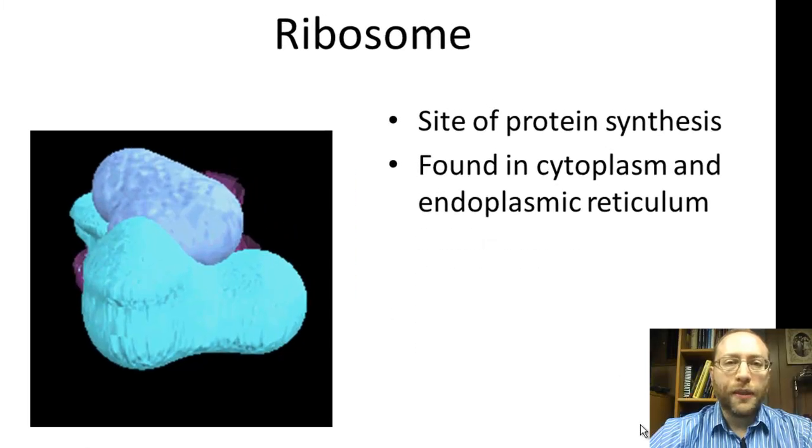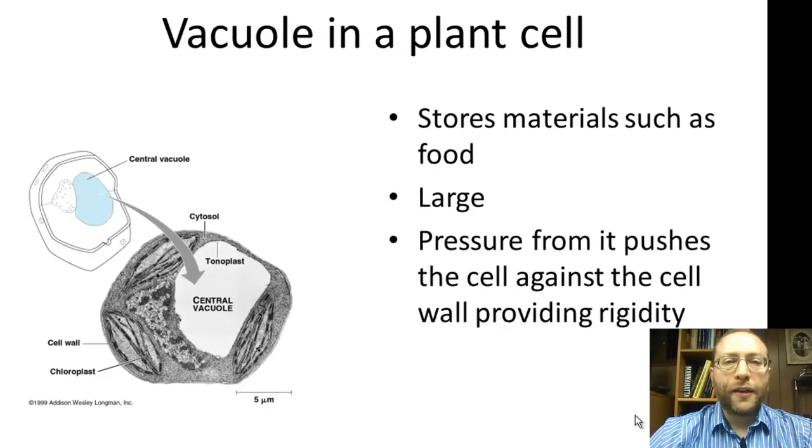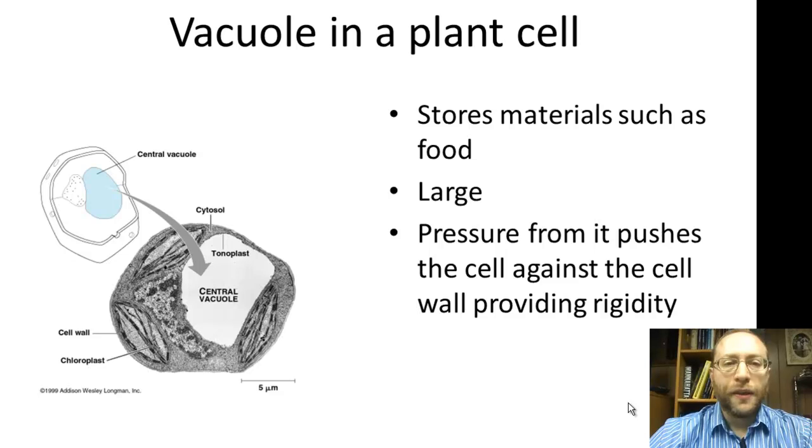Now the ribosome is a tiny organelle, and it's the site of protein synthesis. It's found both in the cytoplasm and on the endoplasmic reticulum. And we'll learn a lot about the ribosome in a few months when we get into genetics. Now the vacuole is basically a sac filled with things that's found in both plant cells and animal cells.